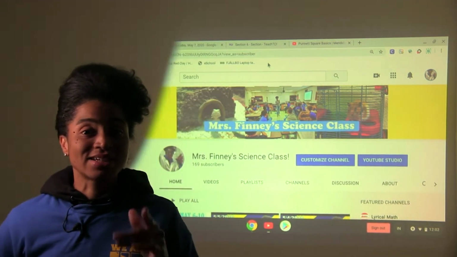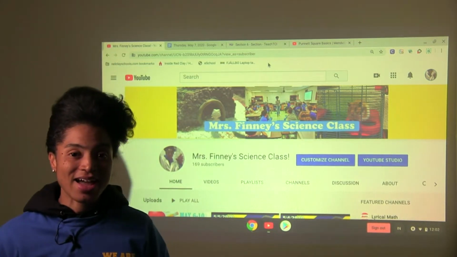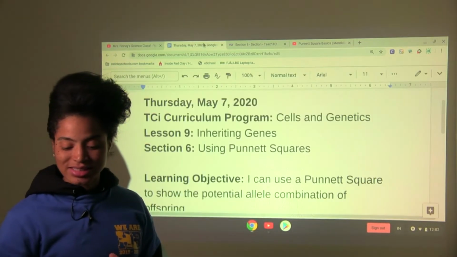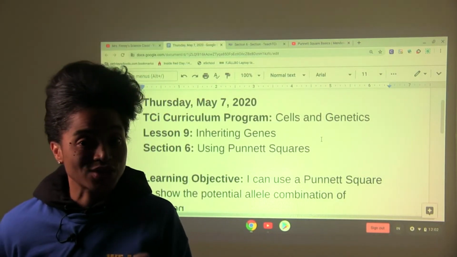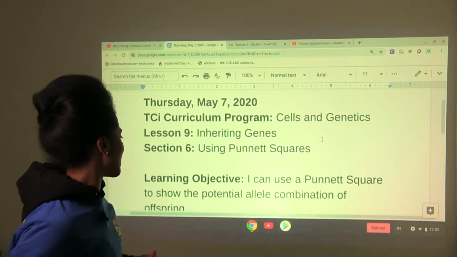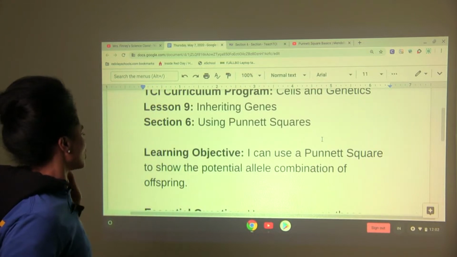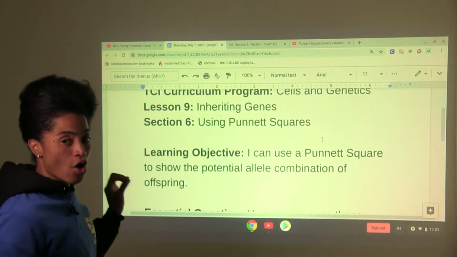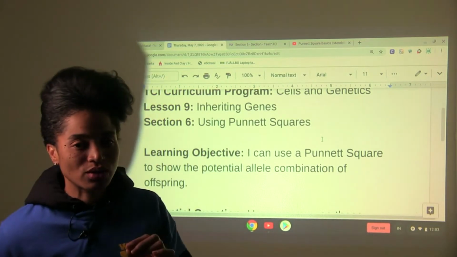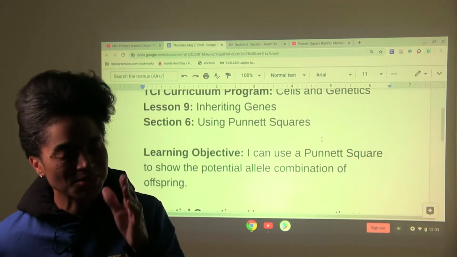Let's learn science. Today we're in lesson 9 and our section is section 6. We're talking about using Punnett squares. Learning objective for today: I can use a Punnett square to show the potential allele combination of offspring. Potential allele combination. The potential.